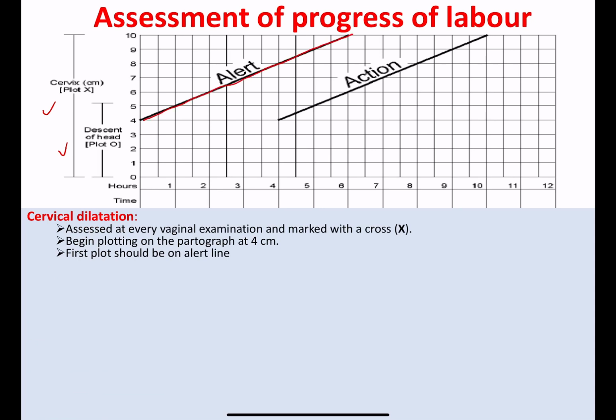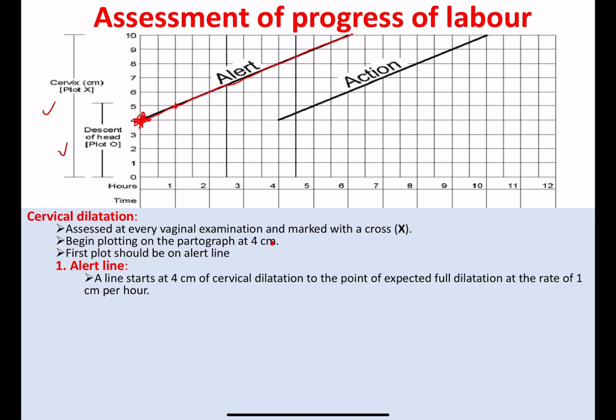So for example, if she has arrived in the hospital at 4 centimeters dilatation, then the first plotting information has to be over here. But if she has arrived with 5 centimeters dilatation, then we have to plot it at 5 over here, right? We will not do it right now, but let's imagine the patient has arrived in the hospital with 4 centimeters dilatation, so it will be just a cross mark over here.